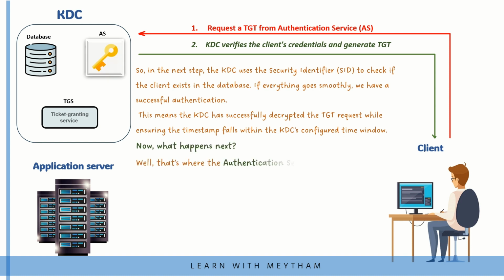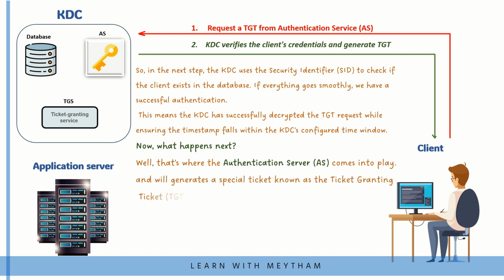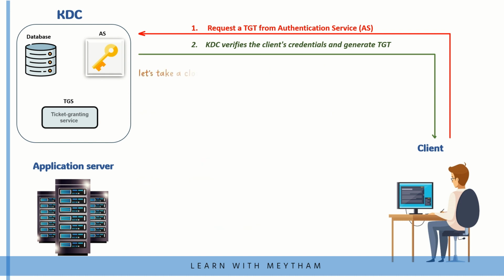Well, that's where the authentication server comes into play and will generate a special ticket, known as the ticket-granting ticket, TGT. The TGT is encrypted with the TGS's secret key. Now maybe you're asking yourself what the TGT contains? Let's take a closer look at what's inside a TGT. The TGT contains the following.